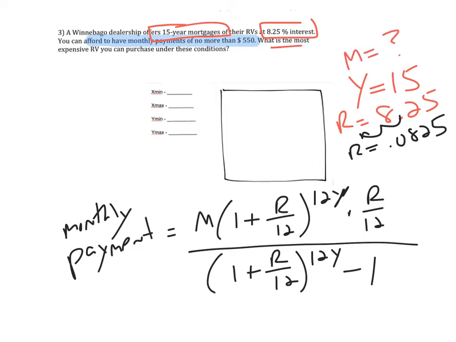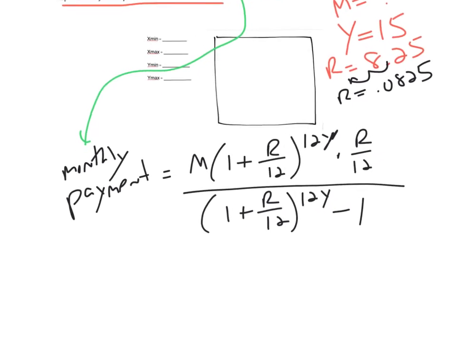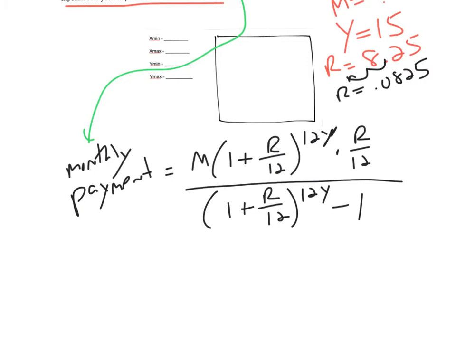What's the most expensive RV you can purchase? Here the monthly payment, you want no more than $550. So I'm going to set my monthly payment equal to $550, and then I'm going to set up an equation to solve for how much money I can mortgage. So here I'm going to have the monthly payment, which is $550.